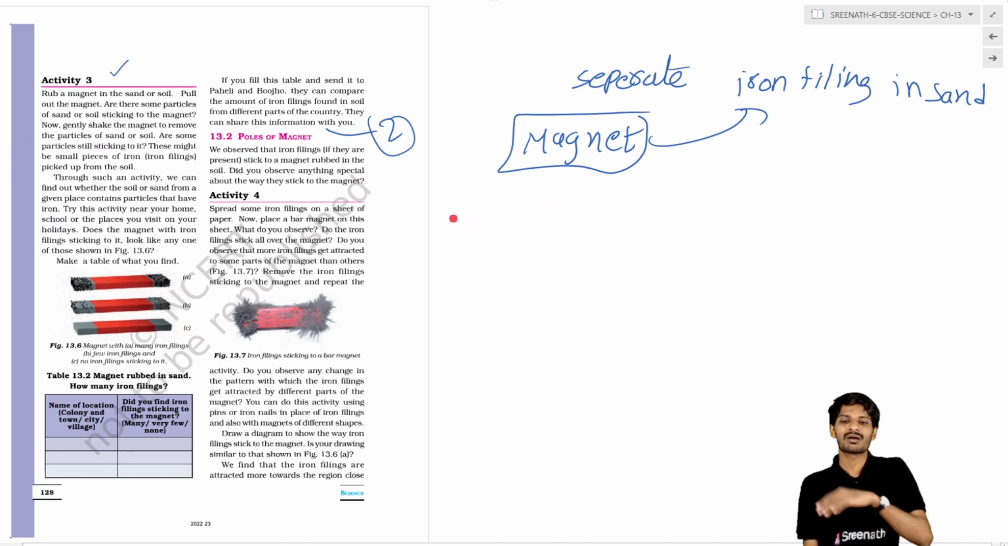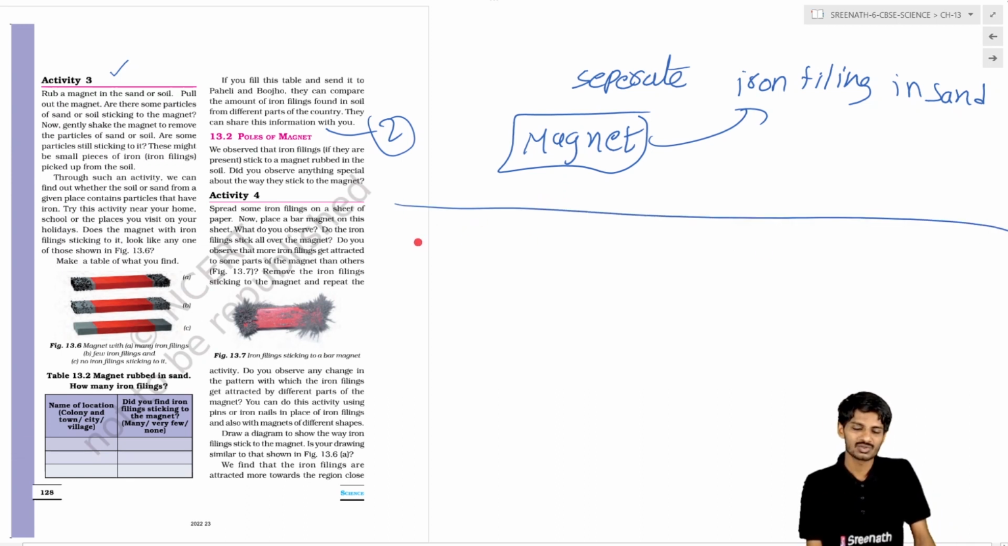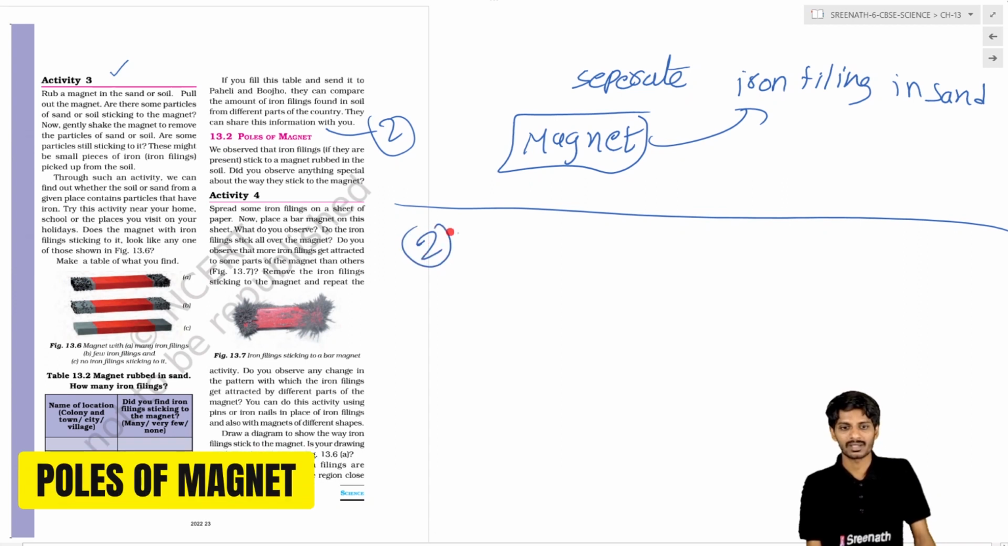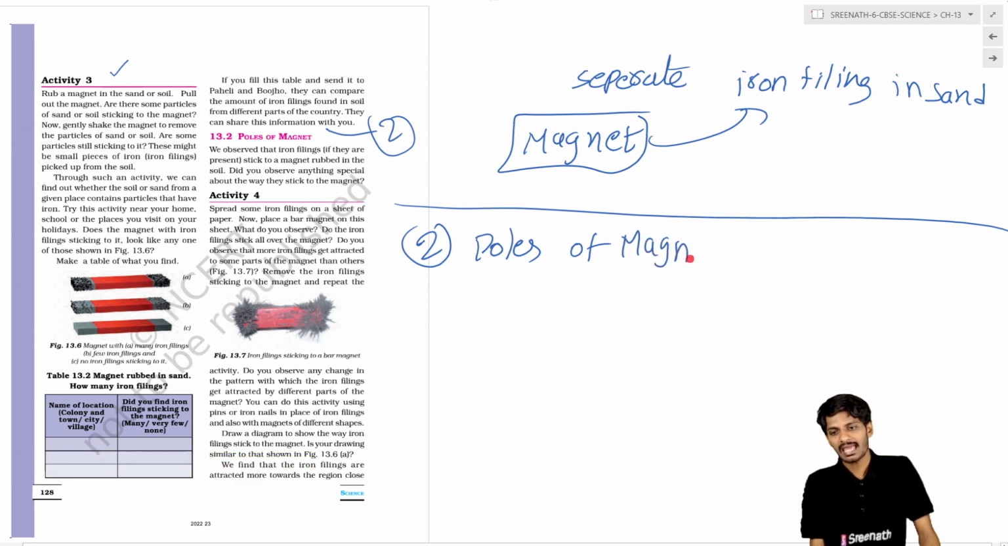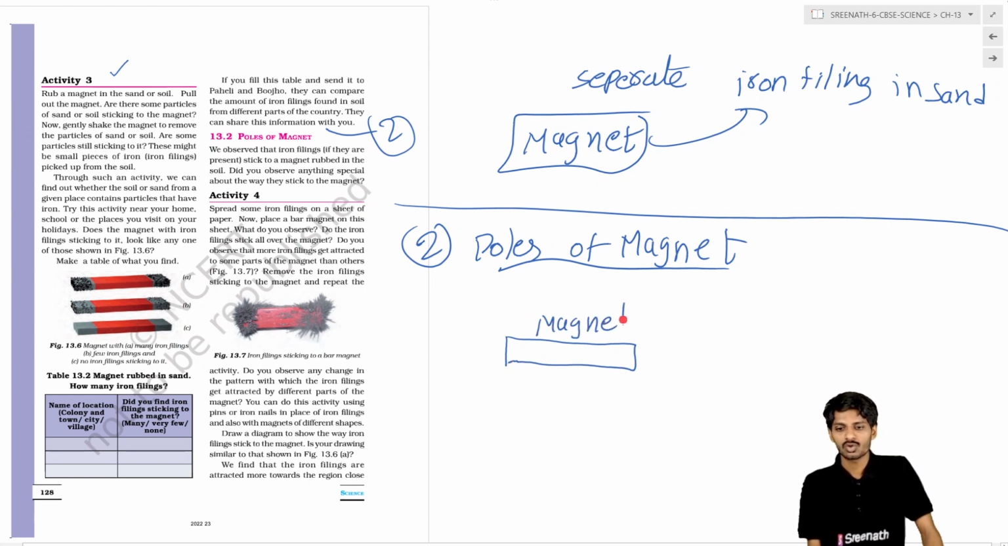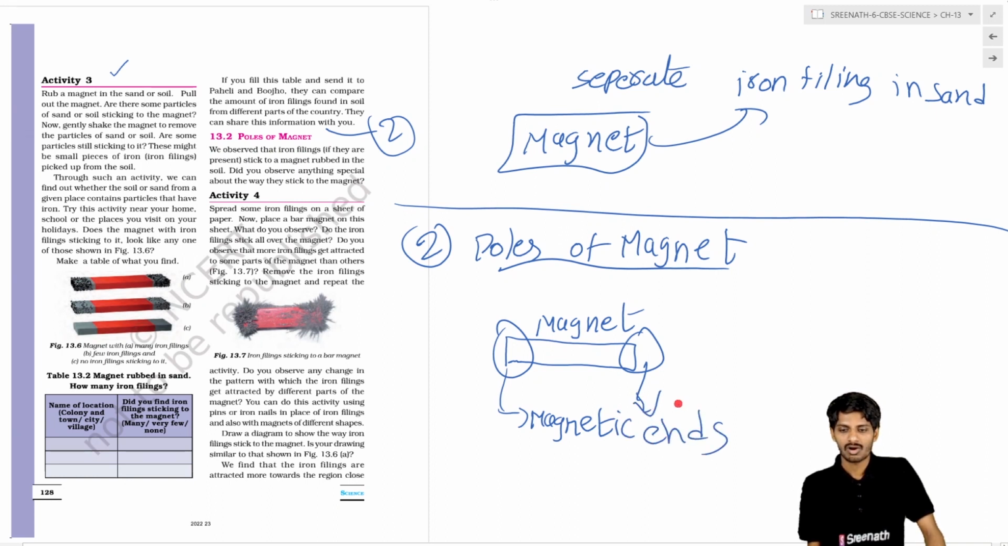So that's it. We have completed the first topic, students. Now we have entered the second topic, that is poles of a magnet. Does a magnet have poles? What are called poles? Suppose we have a bar magnet. It has ends, and it has a middle part. What do we call these? We call these the magnetic ends. This is the middle of the magnet.